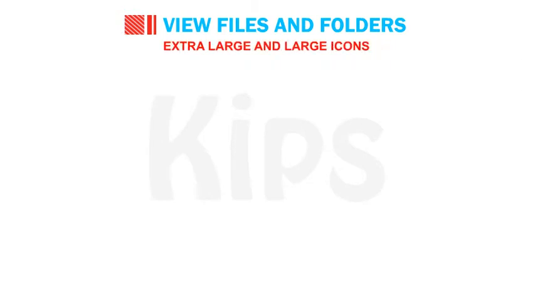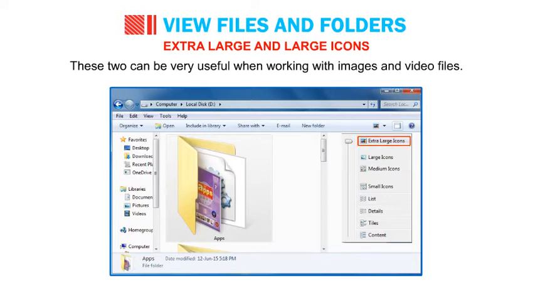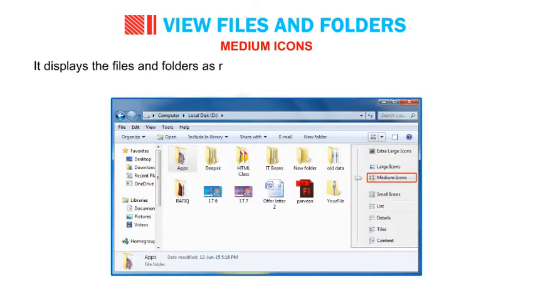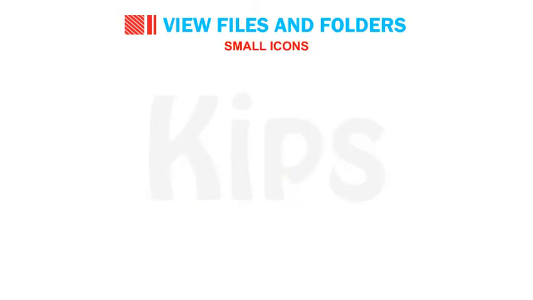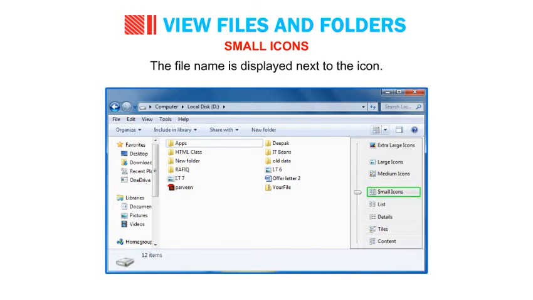Extra large and large icons. These display gigantic and large icons of the files and folders. These too can be very useful when working with images and video files. Medium icons. It displays the files and folders as medium-sized icons, giving you a better idea of the file content. Small icons. It displays your files and folders as small icons without a preview of its contents. The file name is displayed next to the icon.